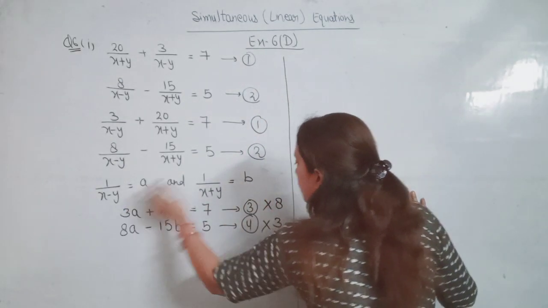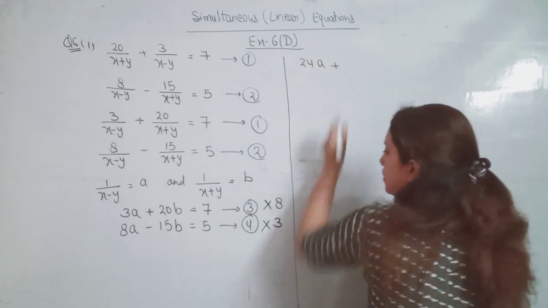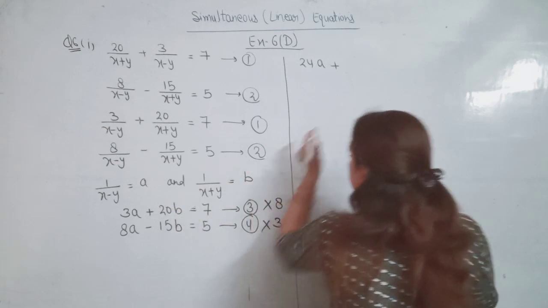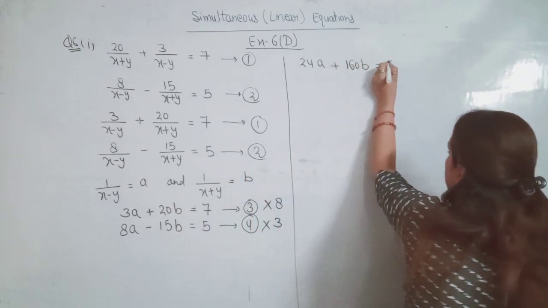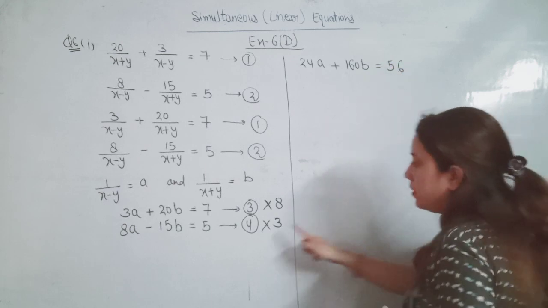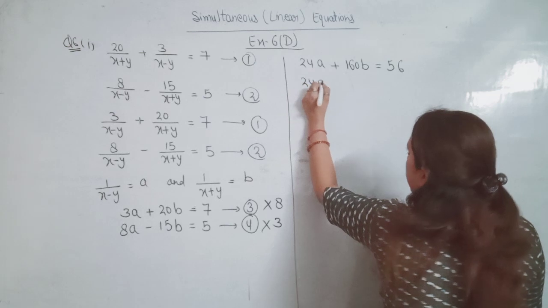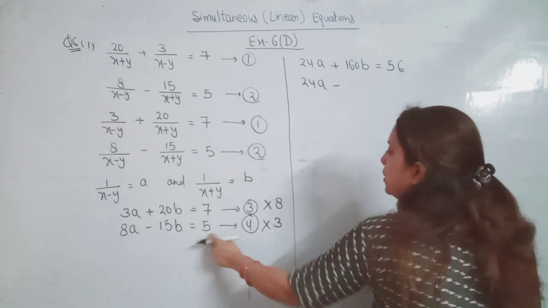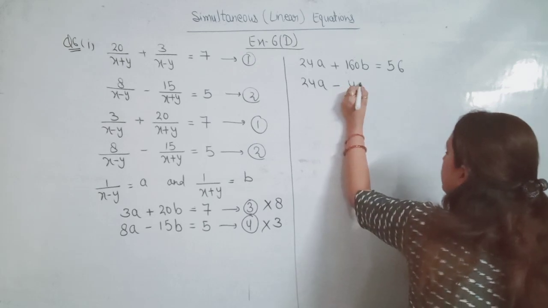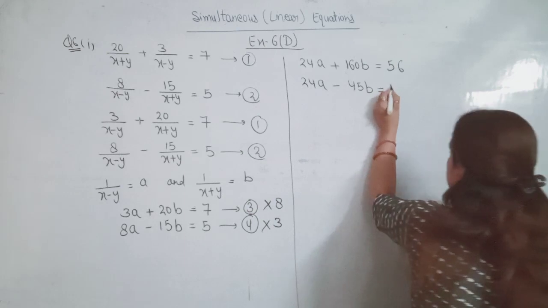So the equations will be 3 into 8, 24a plus 8 into 20, 160b is equal to 7 into 8, 56. Now here 3 into 8, 24a plus minus 15 into 3, 45b is equal to 5 into 3, 15.